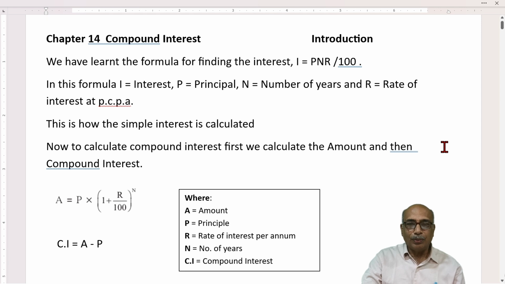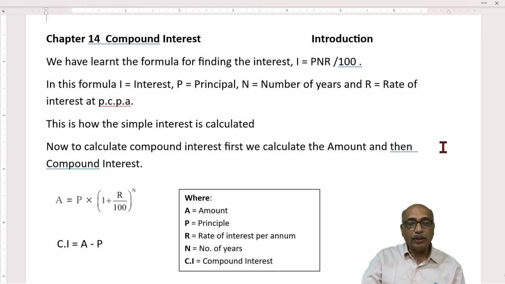So children, we are going to start with the new topic, chapter number 14, compound interest. We have learned the formula for finding the interest, that is interest equals PNR upon 100, that is principal, period and rate of interest upon 100. This was known as simple interest. This is how the simple interest was calculated by you earlier.